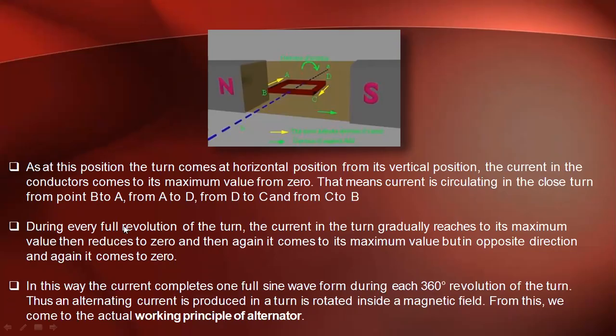During every full revolution of the turn, the current in the turn gradually reaches its maximum value, reduces to zero, then comes to negative maximum, and again comes to zero. That means this current is called an alternating current. The generator which generates alternating current is called an AC generator. Thus an alternating current is produced in this single turn. From this we can understand the working principle of an alternator.